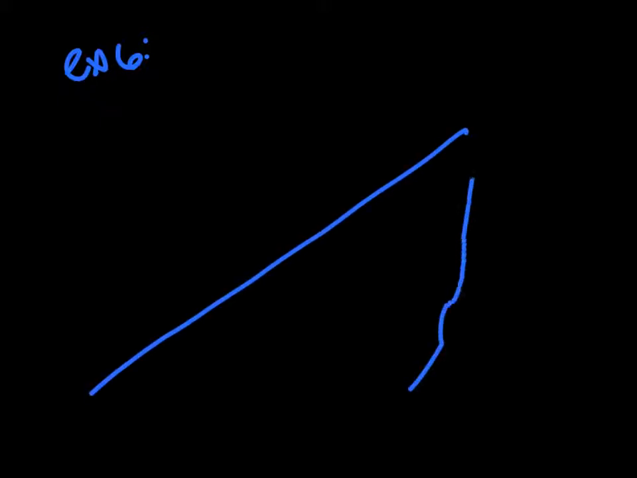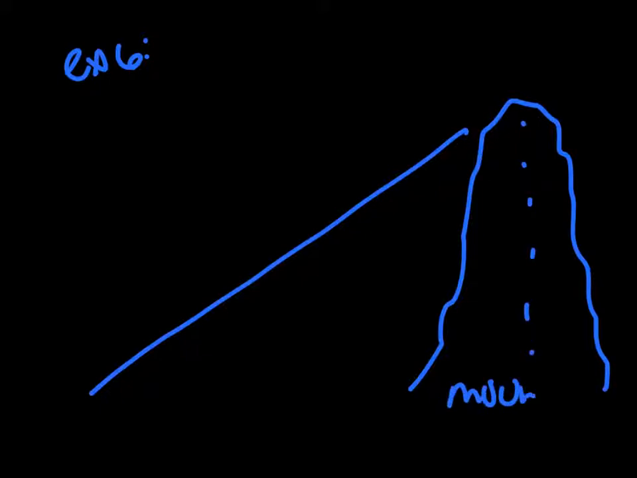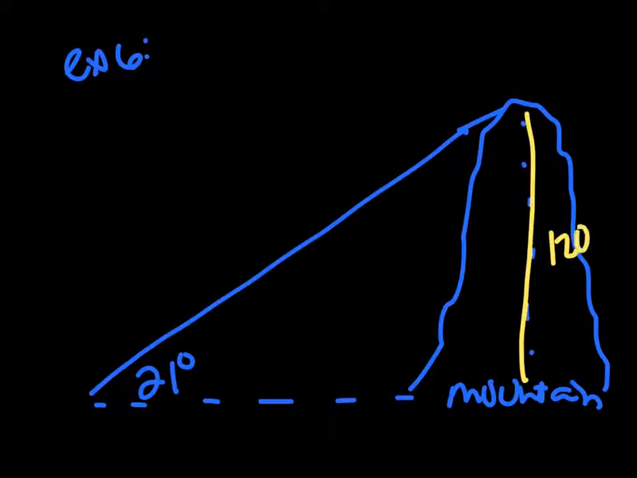Okay, example 6. A ski lift rises, I'm just going to read this to you, at an angle of 21 degrees. So here's my mountain. Don't make any fun of my drawings. This is a mountain. So I have a ski lift that rises at an angle of 21 degrees. It attains a vertical height, which is this height right here, of 1,200 feet when it reaches the top. I want to know how long is the cable for the ski lift.